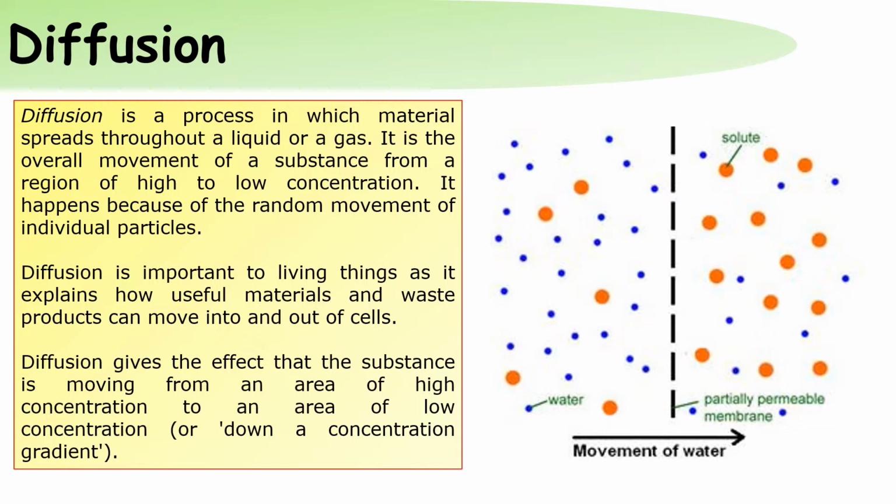Diffusion is important in living things as it explains how useful materials and waste products can move in and out of cells. Diffusion gives the effect that the substance is moving from an area of high concentration to an area of low concentration down a concentration gradient.